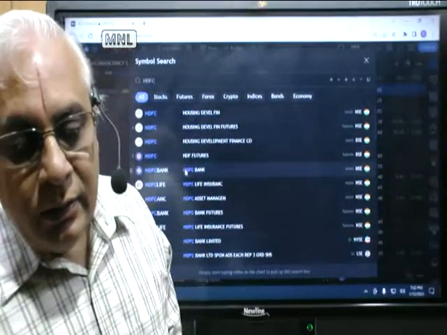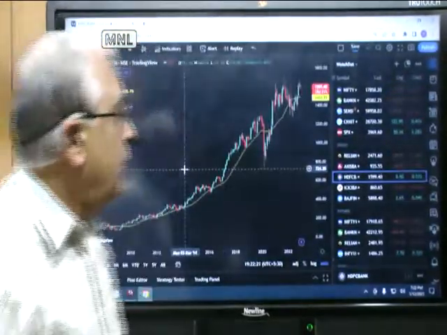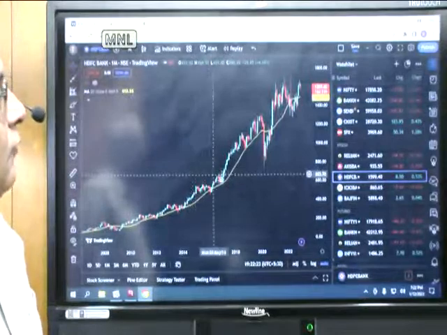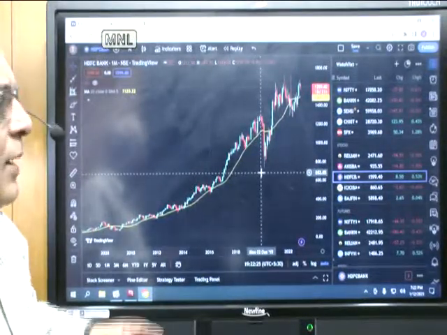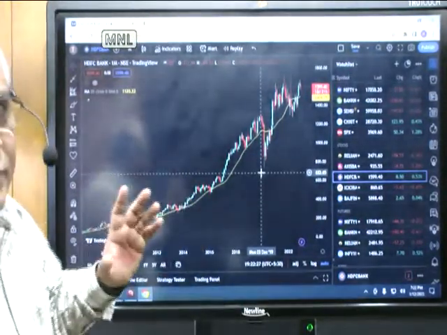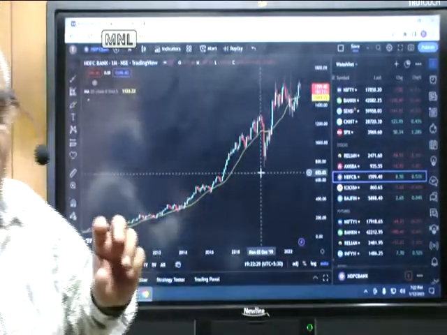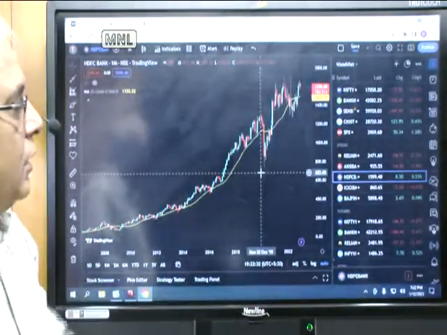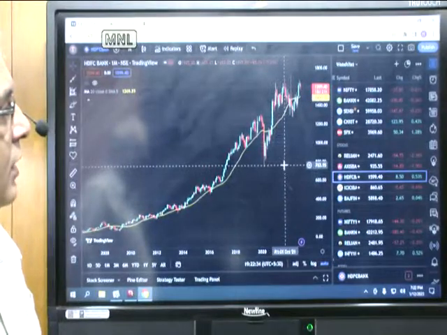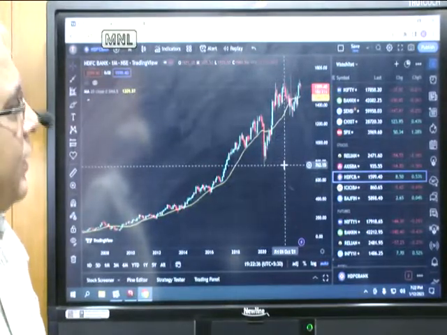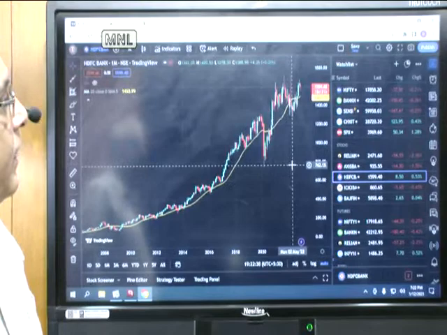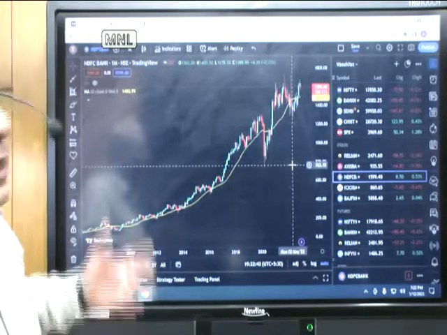HDFC Bank. Now, in this particular fall, this is a pandemic. We will go for pandemic type of correction, which is one of the worst corrections for a shorter duration period of time. Now we will look at this correction which happened in the recent last year, ever since it made a top. So 1725 and approximately 1300.